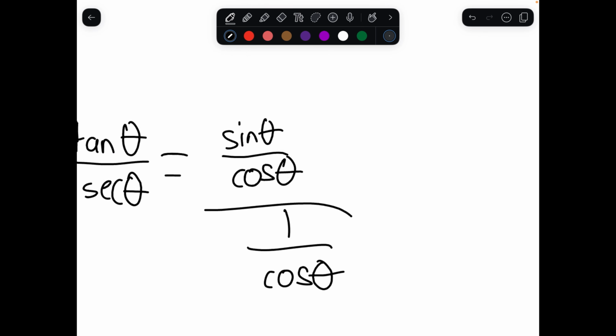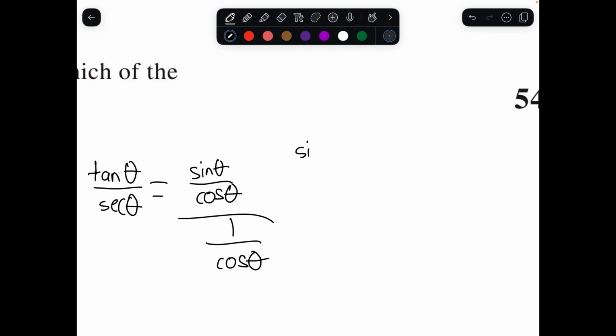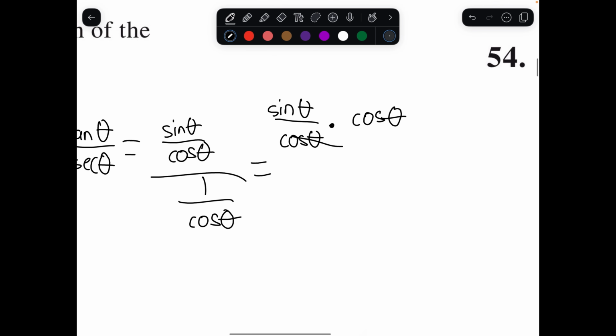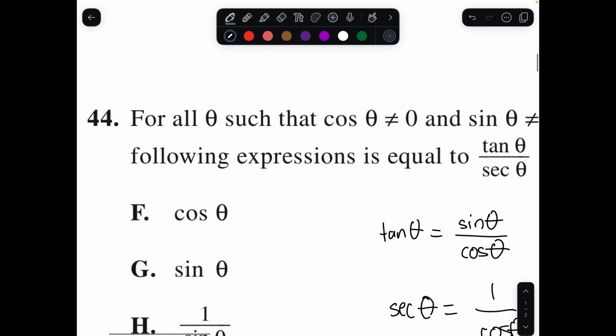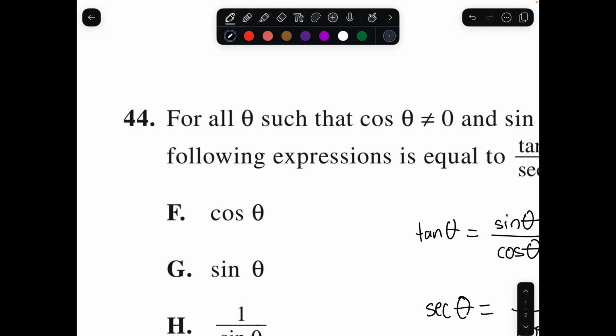And now let's simplify. This is equal to sine theta over cos theta times cos theta, right? Here you can multiply by the reciprocal, and then the cos theta cancels out. You get sine theta as your simplified answer, which matches answer choice G.